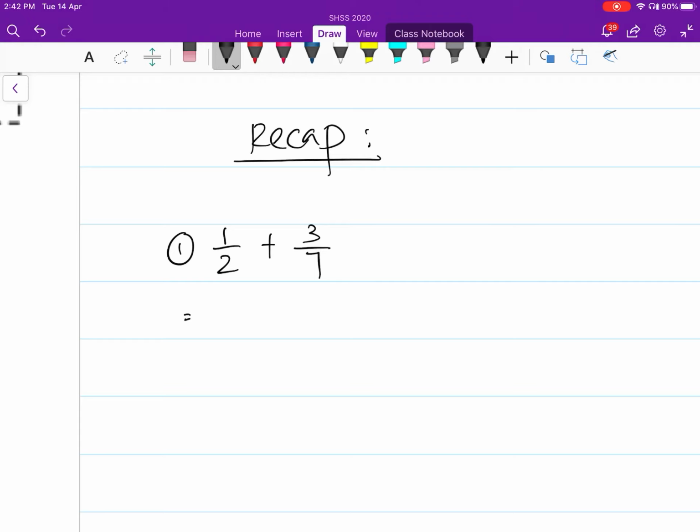Let's recap what we have learned in primary school where we have a fraction plus a fraction. Without using a calculator, do you know how to add these two fractions? If you remember clearly, we have to multiply by 7, multiply by 7, multiply by 2, multiply by 2. And why do we do that? It's because we want to make the denominator the same. So we want the same denominator.